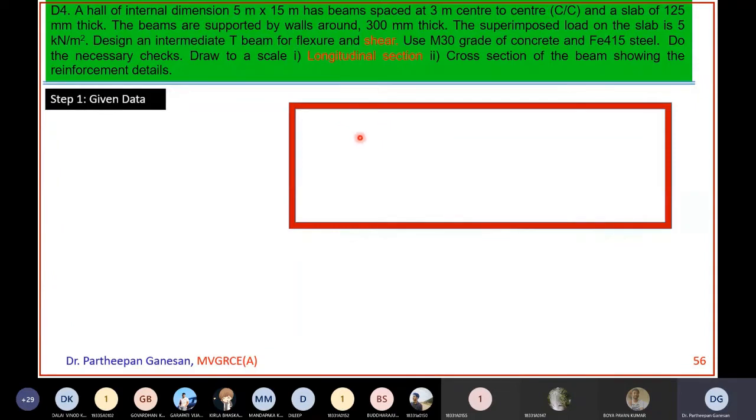This is the hall where this internal dimension is 5 meter. From inside of this to this end is 15 meters. This is a brick wall all around. This is in plan. And that all around brick wall is 300 mm thick. Now, as I mentioned in yesterday's class, and you also rightly said, how will you orient the beam? Here they are saying that the beams are spaced at 3 meter center to center. So obviously your beams will be from this center to the next center.